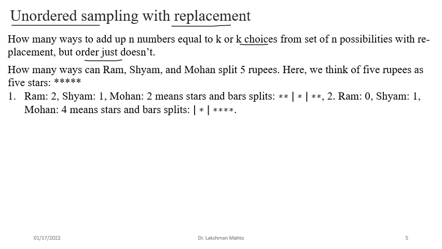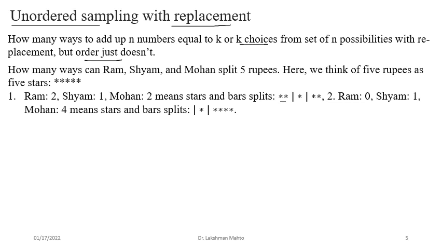In this first split, we can observe that we have 5 stars, and among the 5 stars we introduce 2 horizontal lines or 2 bars between these stars in such a way that the first group falls for Ram, the next for Shyam, and the last for Mohan. So splitting 5 rupees among these 3 boys is equivalent to introducing 2 bars within 5 stars smartly. That is the concept we use here.